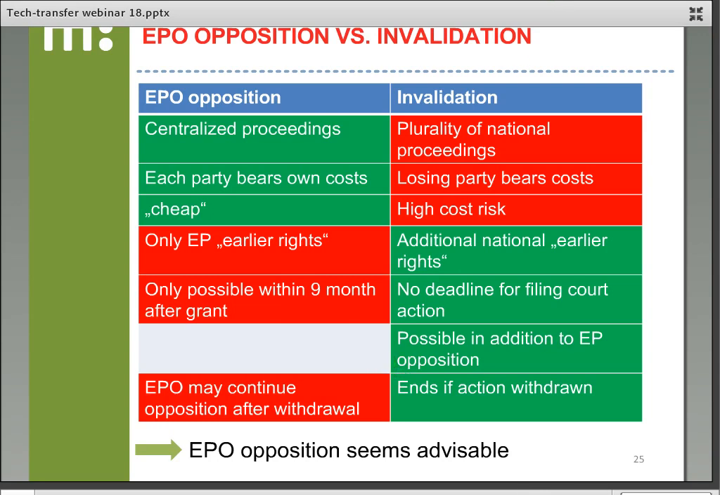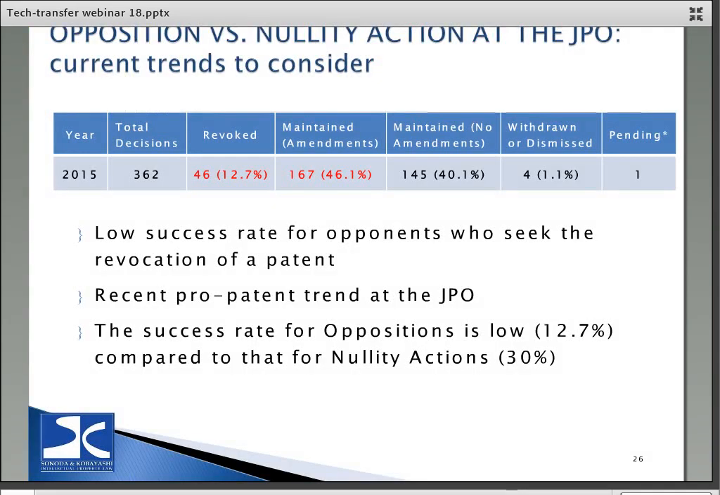So as a conclusion, I think due to the first 3 points, EPO opposition seems to be advisable here. And I think that's our advice, if you can file an EPO opposition, because you always have a second shot with nullity actions here. And I think, Yoshi, you have a current trend to consider with the JPO in this case again.